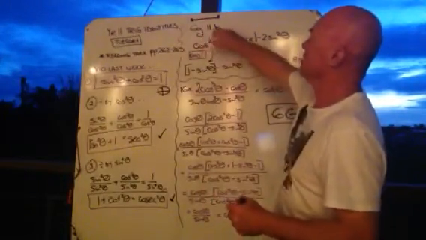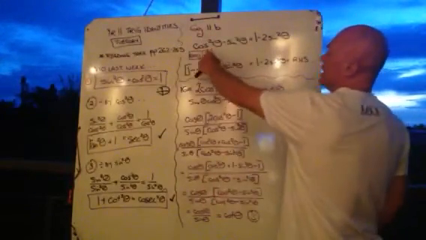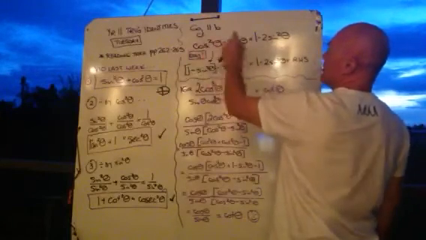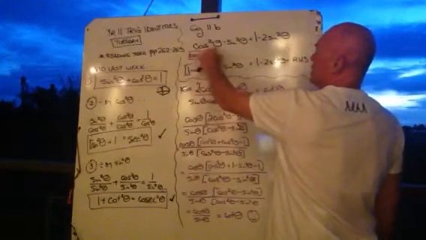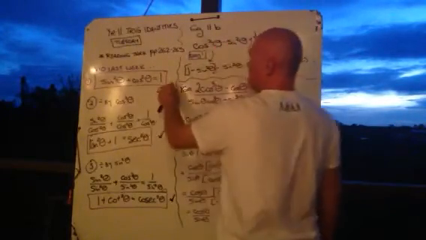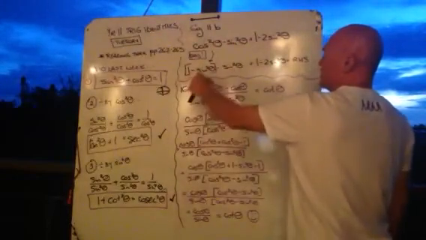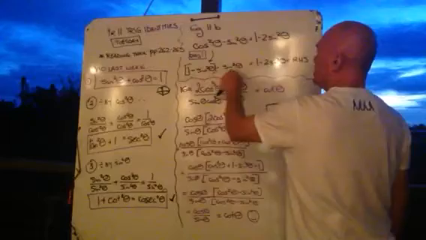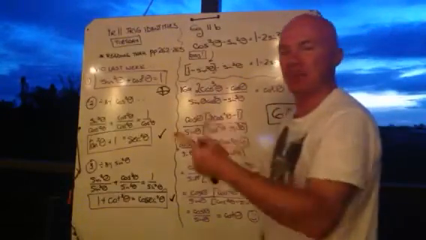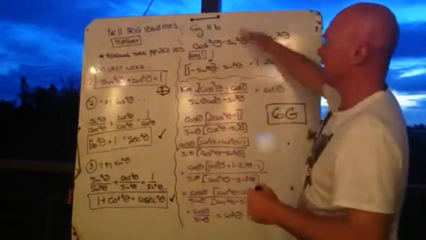Alright, let's do 6G 11b. It's a really easy one. It says, prove that this side equals this side. Cos squared minus sine squared. So change cos squared to 1 minus sine squared. Cos squared is 1 minus sine squared, minus sine squared, which gives you 1 minus 2 sine squared theta, which is exactly what the right hand side is. So it only took one step. Pretty straightforward, but that's the gist of what you've got to do.